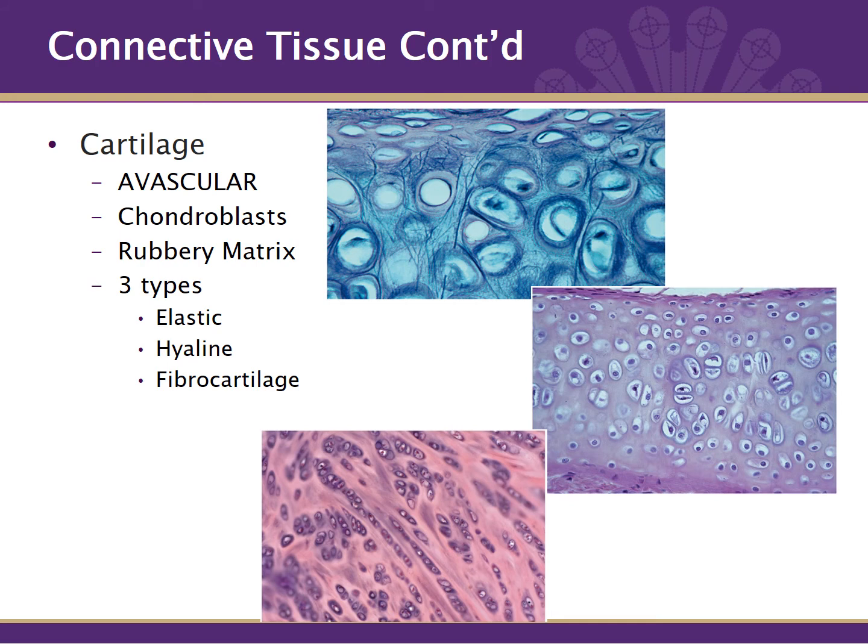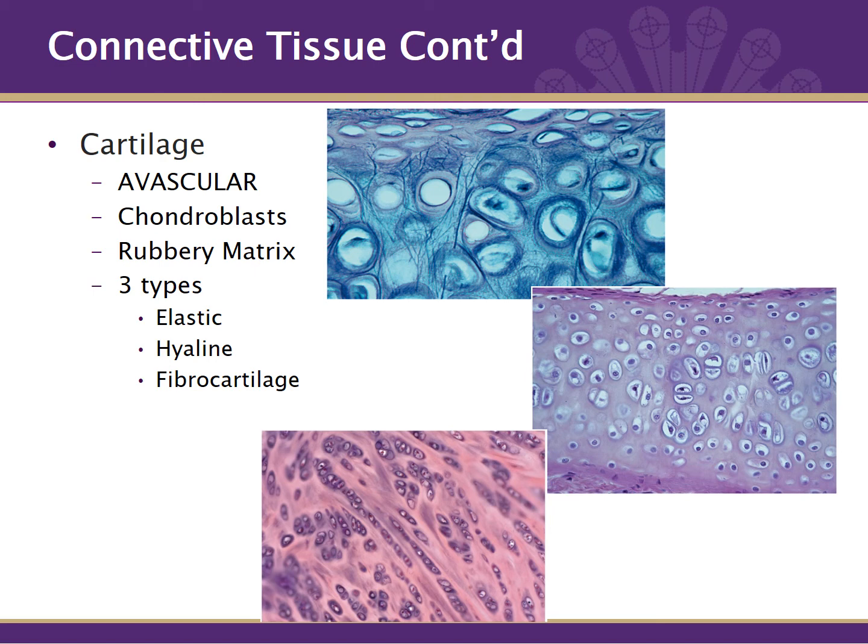Cartilage. Cartilage has a flexible, rubbery matrix. Their fibroblasts are specialized and called chondroblasts. Cartilage is the only connective tissue that is avascular. There are three forms of cartilage.